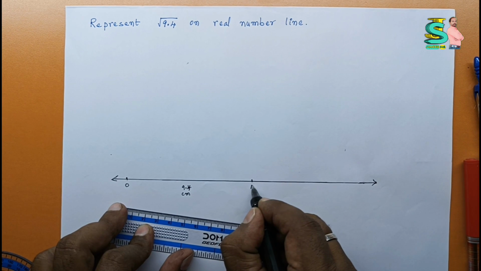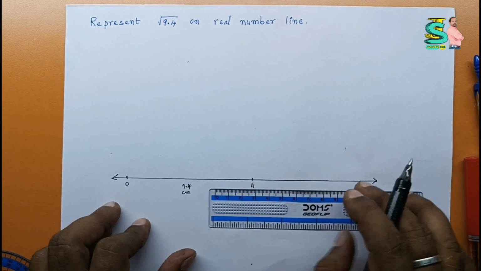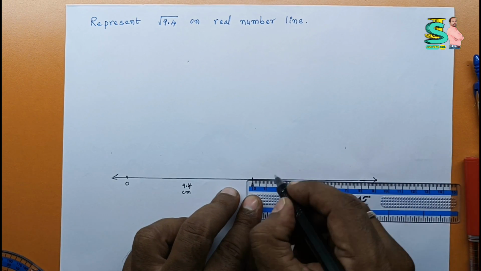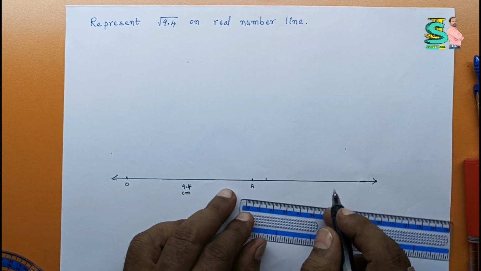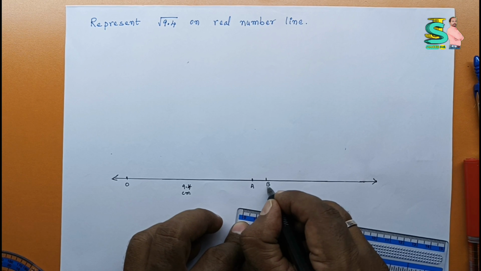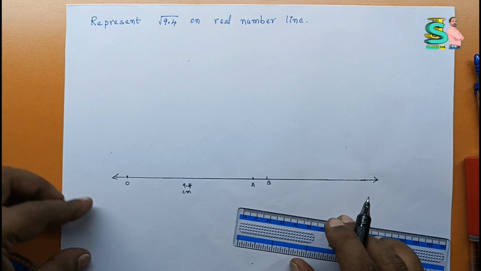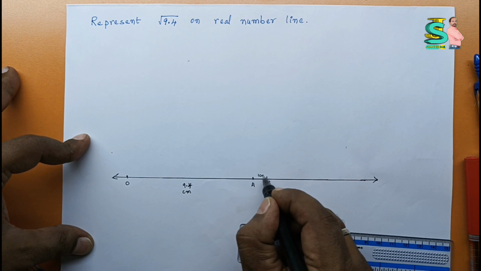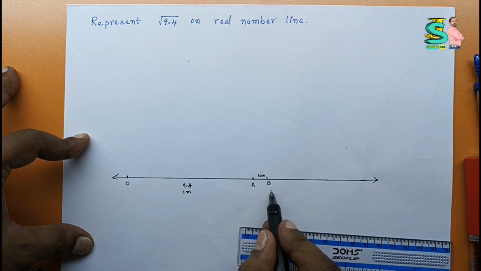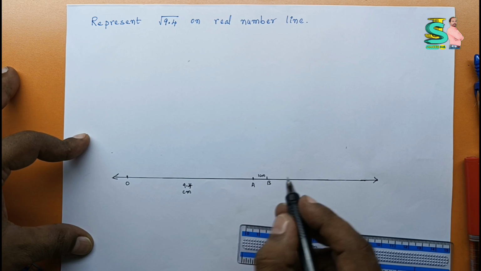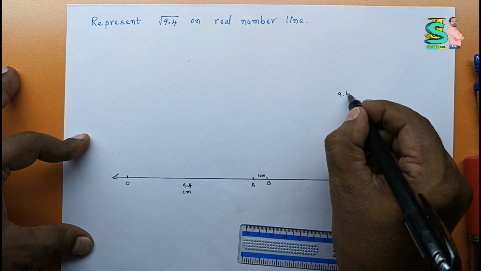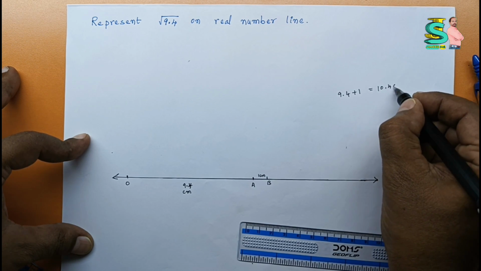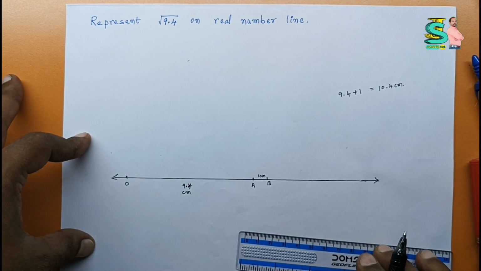So this point we take A, and then from here you should take one more centimeter. This one is B. Okay, this one is 1 centimeter. So, overall total, 9.4 plus 1 is equal to 10.4 centimeters.